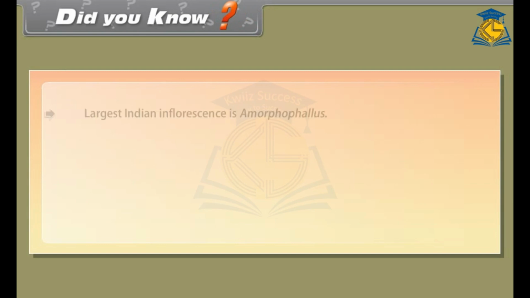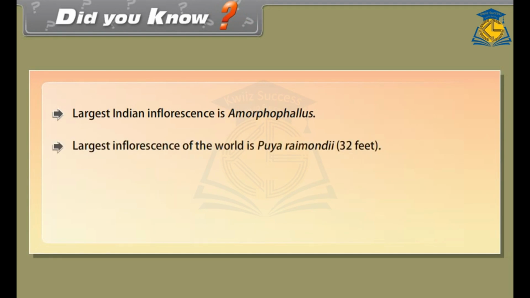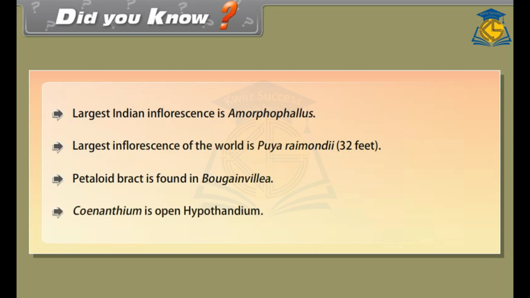Did you know the largest Indian inflorescence is Amorphophallus? The largest inflorescence of the world is Puya raimondii, 32 feet. Petaloid bract is found in Bougainvillea. Syconus is open hypanthodium.